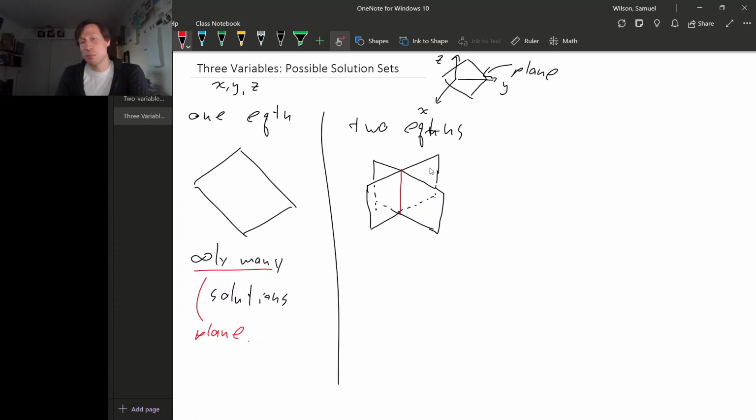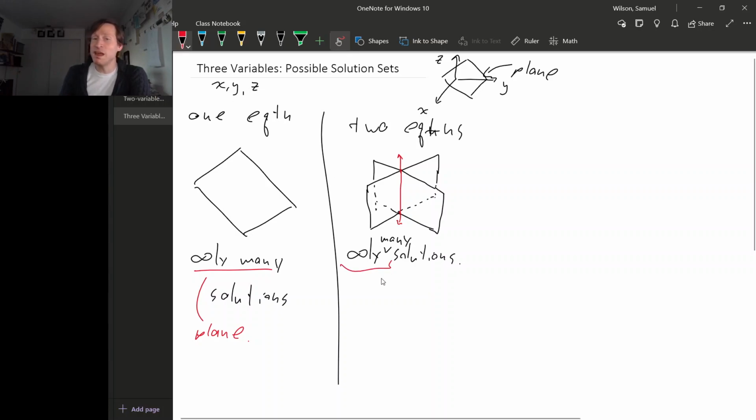Of course, I've just drawn a portion of these planes. Really, they extend infinitely far, and so the line along which they intersect also extends infinitely far up and down. It doesn't actually end. So in this situation, we have infinitely many solutions again. But this time, this infinitely many isn't a plane, it's actually a whole line of solutions. So even though there are infinitely many solutions, there's some sense in which there are more solutions in the case of the plane full of solutions than there are in the case with a line full of solutions.